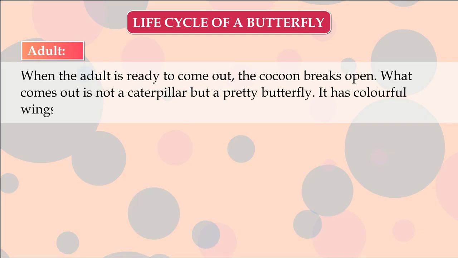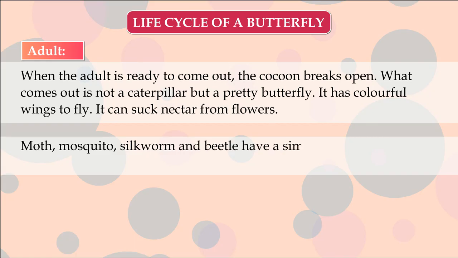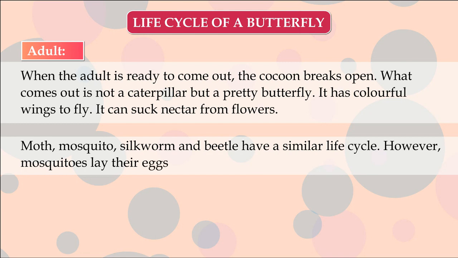It has colorful wings to fly. It can suck nectar from flowers. Moth, mosquito, silkworm, and beetle have a similar life cycle. However, mosquitoes lay their eggs on the surface of still water.